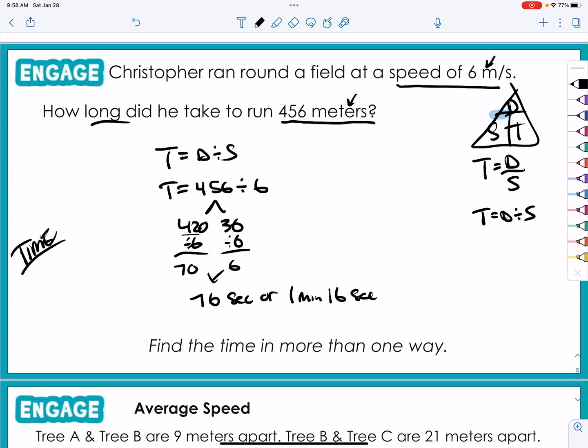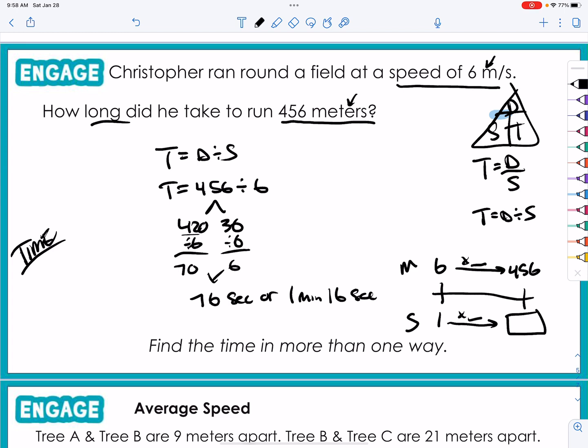Now, we haven't calculated time yet, so I am going to do a quick rate line to see if this formula matches what we would see on our rate line, because it's really hard to argue with that rate line, especially when we're doing meters per second. We know we travel 6 meters in 1 second, and our meters is 456 in how many seconds? So 6 times something is 456, because that's what we would have to multiply by here.